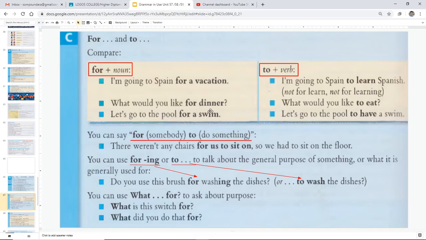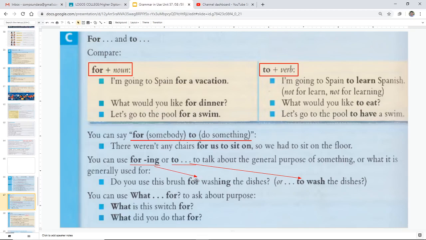What would you like for dinner? For plus the noun. What would you like to eat? To plus the verb. Let's go to the pool for a swim. Noun. Let's go to the pool to have a swim. Verb. You can say for somebody to do something. Just make sure that a noun follows for, all right, and a verb follows to.